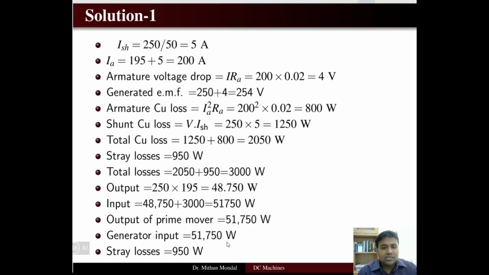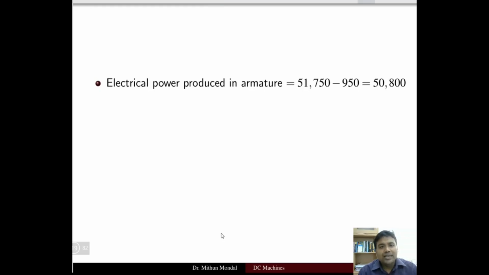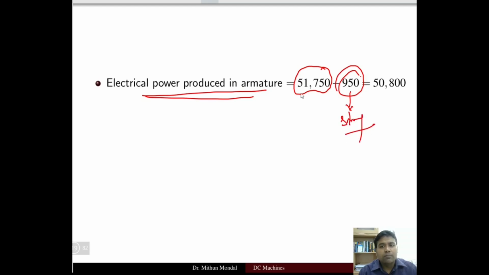So the stray losses is given to be 950 watt at the beginning. So you can easily determine the power produced in the armature. So what is the power produced in the armature? This is the input power minus the stray losses, whatever is given to you. So this is the stray losses that you take out from the power.